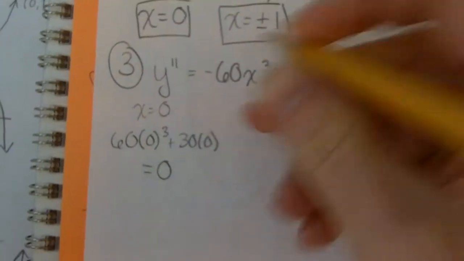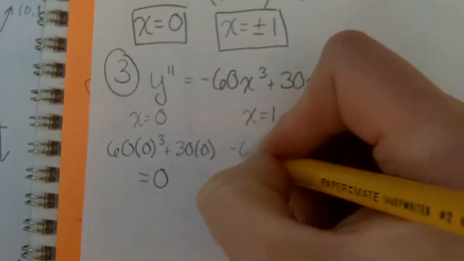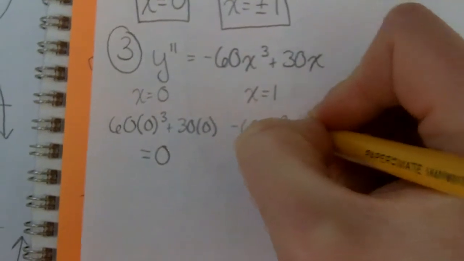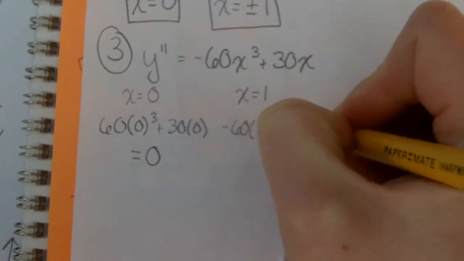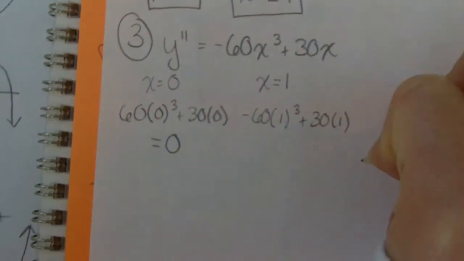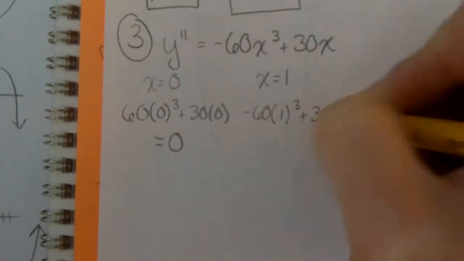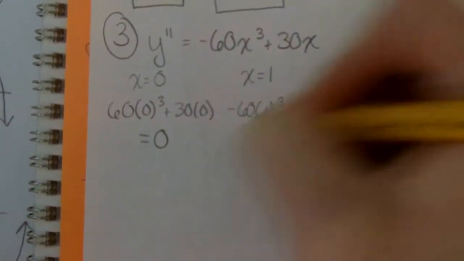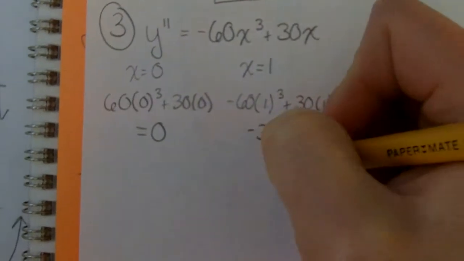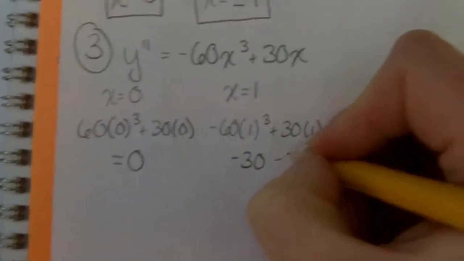So then we test x equals 1. That's going to be negative 60 times 1 to the third plus 30 times 1. And when we plug in 1, that's going to give us negative 30, because it's going to be negative 60 plus 30, so negative 30. So because it's negative, we know that it's going to be a max.